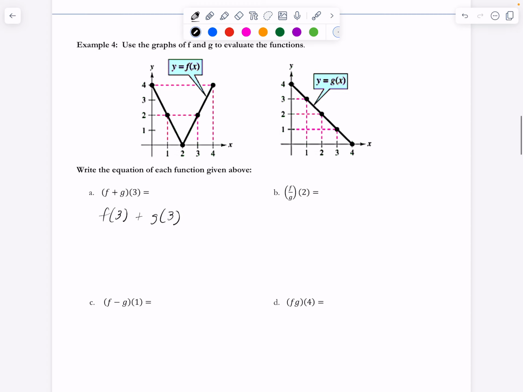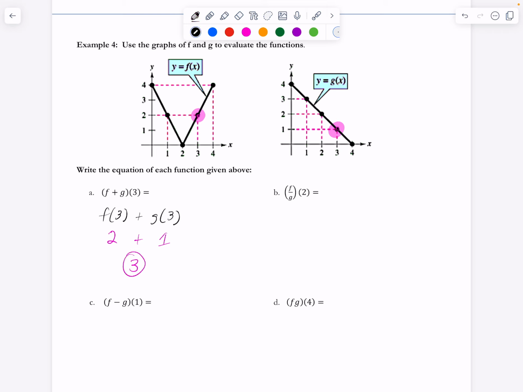So go to the f of x function, try to do this one for you. Go to 3 on the x-axis, and the y value is right there. All right, so when x is 3, the y value is 2 on the f of x function. Go to the other one, when x is 3 on the g of x function, the y value is 1. All right, so that's going to be 1. When you add those together, you get 3.